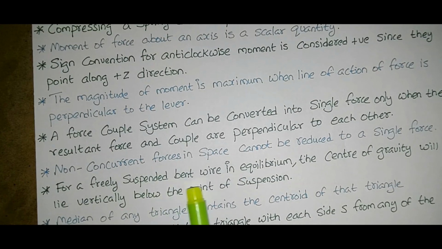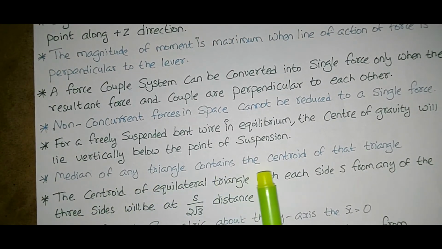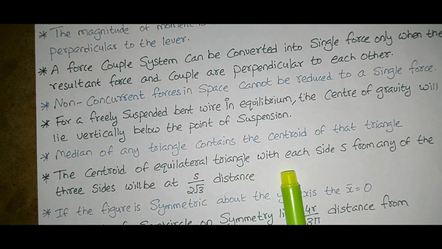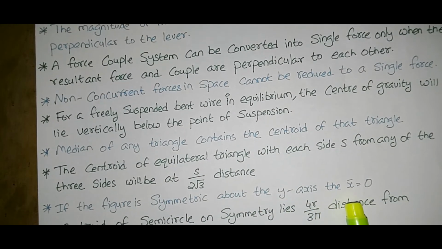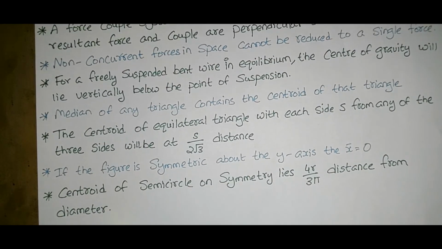A freely suspended bent wire in equilibrium, the center of gravity will lie vertically below the point of suspension. Median of any triangle contains the centroid of that triangle. The centroid of equilateral triangle with each side s from any of the three sides will be at s by 2 root 3 distance. If the figure is symmetric about the y-axis, then x bar is equal to 0. Centroid of semicircle on symmetry lies 4r by 3 pi distance from diameter.